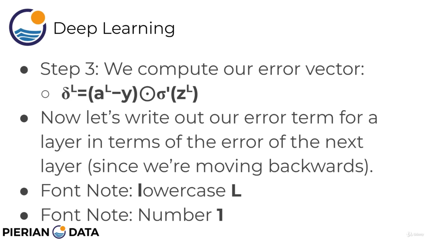So what I want to do is write a generalized error vector formula. And I'm going to write it out in terms of the error in the next layer, which makes a lot of sense because all we're doing is moving backwards. And a real quick note here is it's a little tricky to find a font where a lowercase l looks different than the number 1. So I have 2 little bullet points there to show you what I'm talking about. A lowercase l essentially looks like a straight line. The number 1 has a little dash on top. So keep that in mind as you see what's happening next.